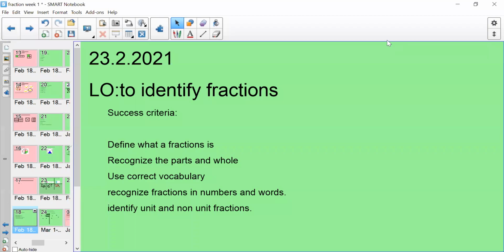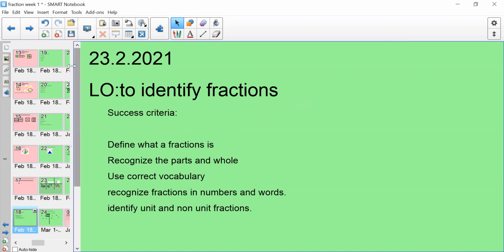Good morning, Year 4s. Welcome to today's maths lesson. We're going to be identifying fractions again. Our success criteria is to define what a fraction is, to recognize the parts and the wholes, to use the correct vocabulary, recognize fractions in numbers and words, and to identify unit and non-unit fractions.